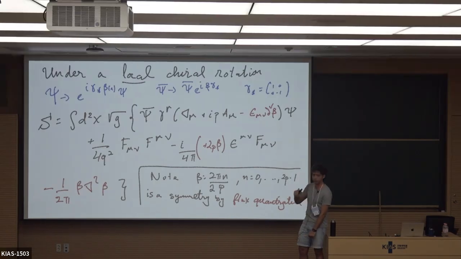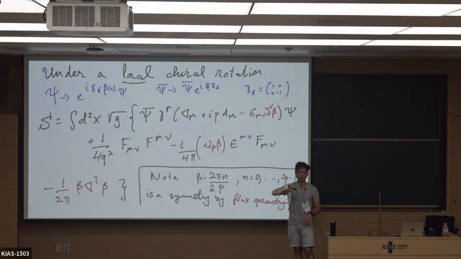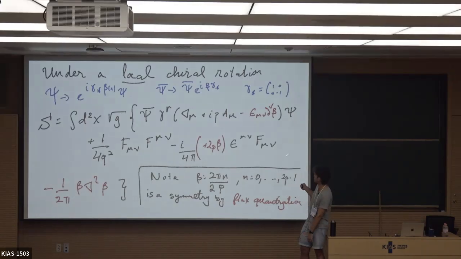This piece comes from the classical rotation, and these two pieces come from the anomaly. So this comes from varying the classical action, and these two pieces come from rotating the determinant, the measure of the path integral, d psi bar d psi. So the anomaly picks up this coupling to F, and there's also a second derivative term for beta. This is what's responsible for the chiral anomaly, this rotation of the fermion measure.